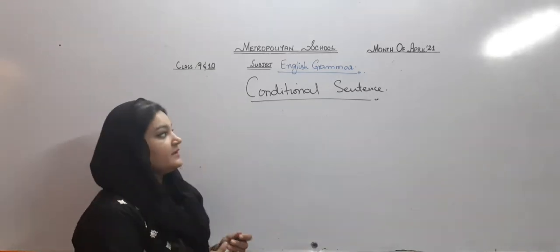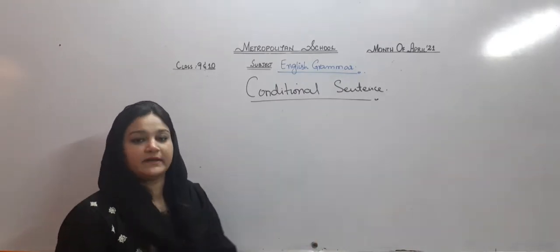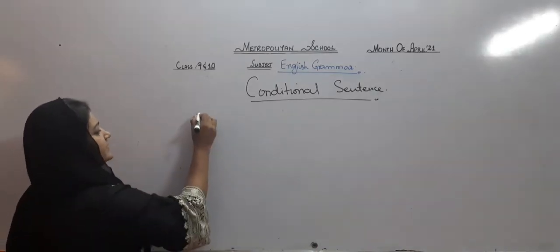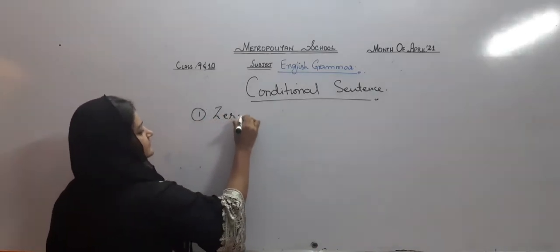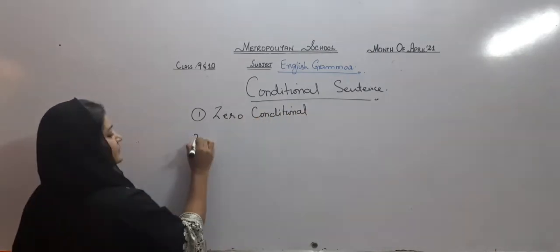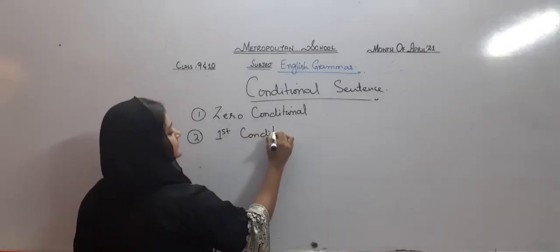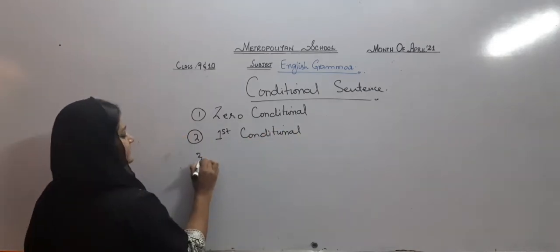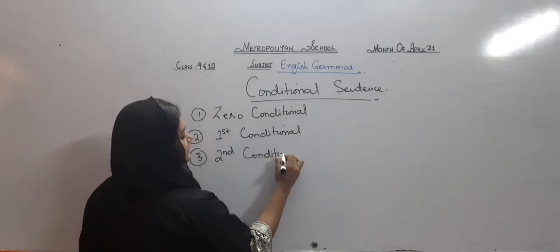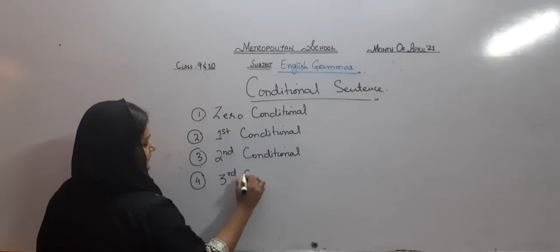For example, we have different types of conditional sentences. First, I will define how many types of conditions we have. Okay, so we have 4 types of conditions. Number 1 is zero conditional. Number 2 is first conditional. Third one is second conditional. And fourth one is third conditional.